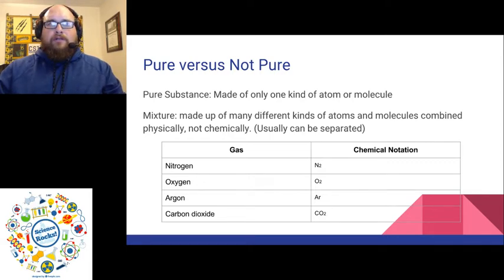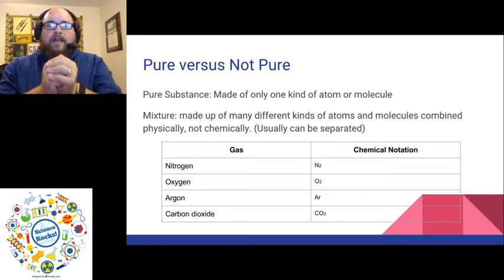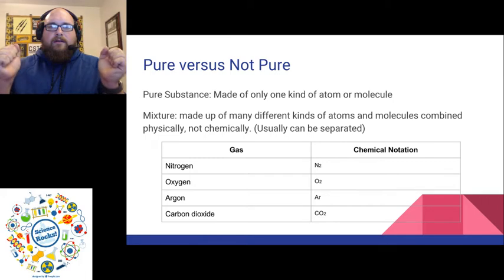Now, a mixture is made up of any different kinds of atoms and molecules combined physically, not chemically. So what this means is that since they are physically combined, they can be separated, usually by some kind of process. Okay, well then let's look at these four examples.